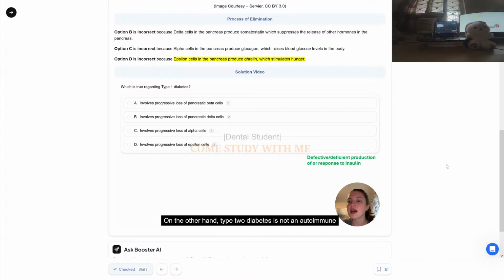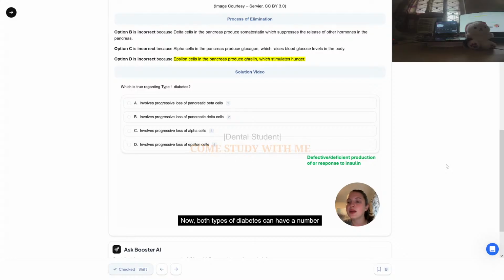On the other hand, type 2 diabetes is not an autoimmune disease and is either the result of insulin resistance or decreased insulin secretion. The target tissues may not be responding to the produced insulin, or the pancreas may not be producing enough insulin for their body to function. This is seen in older patients and is associated with obesity.